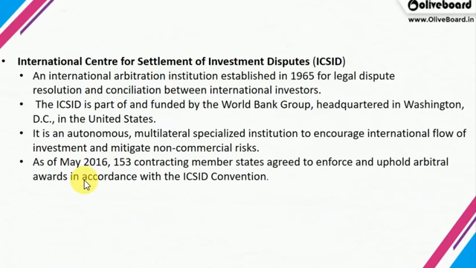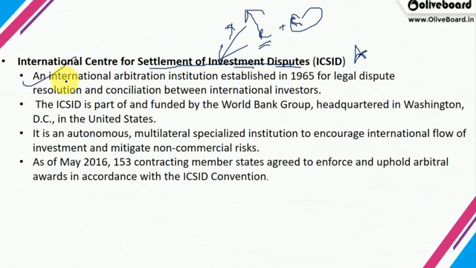Now the last one is the International Centre for Settlement of Investment Disputes. Like if some company is investing in, let's say, Syria after the war is over, but there is some dispute between that company and the Syrian government over some point. And the company goes to the court, or it goes to the International Centre for Settlement of Investment Disputes. It's like a court or arbitration court. Then it will settle the dispute. It will give its judgment in favor either of the Syrian government or in favor of the company. So it's an arbitrator. International arbitration institution, established in 1965.